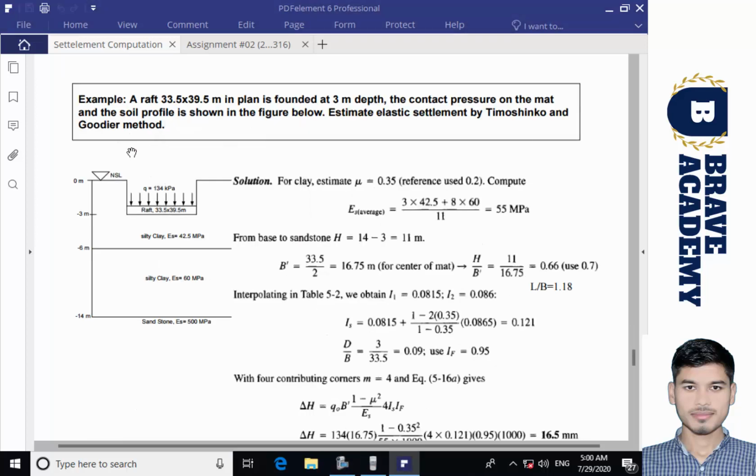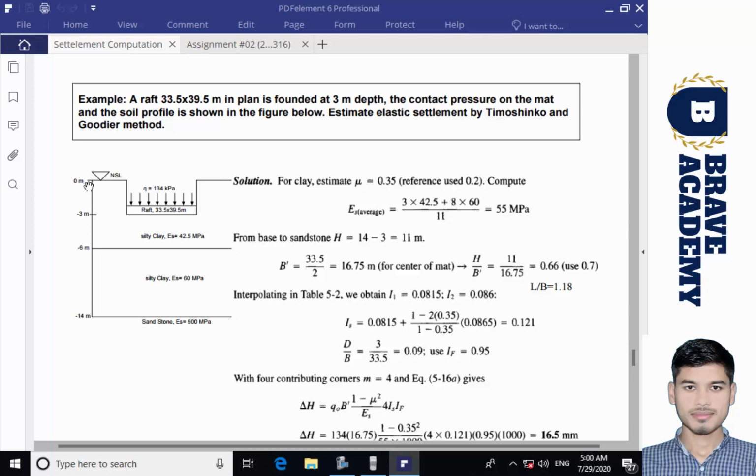Here is a problem that we will solve by the Timoshenko and Goodier method. A raft 33.5 multiplied by 39.5 meters in plan is founded at 3 meter depth. The contact pressure on the mat and the soil profile is shown in the figure below. This is the figure. Estimate the elastic settlement by the Timoshenko and Goodier method. Here is the raft foundation. q equals 134 kPa, and these are the number of layers.